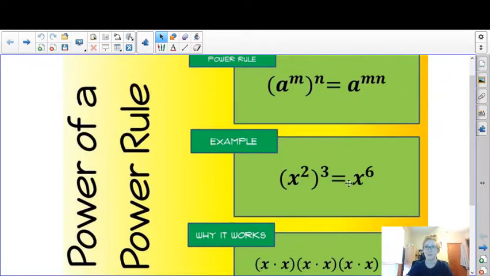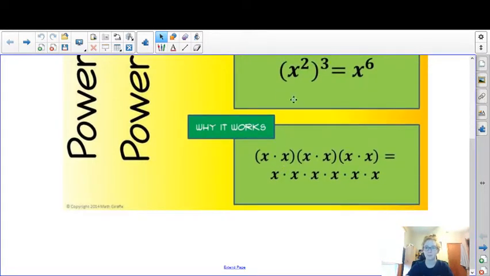I'm going to skip this example here. I want to show why it works. So 2 squared cubed. We know that the 3 means there are 3 sets of whatever is inside. And we talked last lesson about how the 2 means there's 2 being multiplied together. And we know parentheses just mean multiplication. So if I drop all the parentheses and count the total number of x's, I end up with 6. 1, 2, 3, 4, 5, 6. So power to a power, you multiply them.